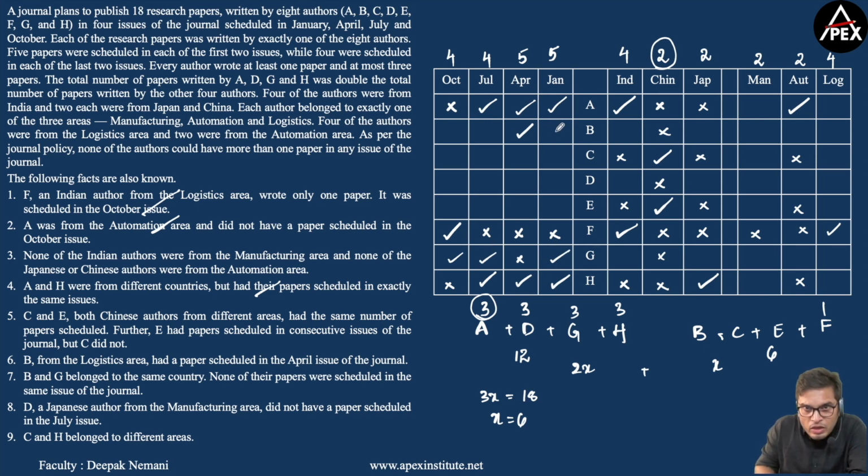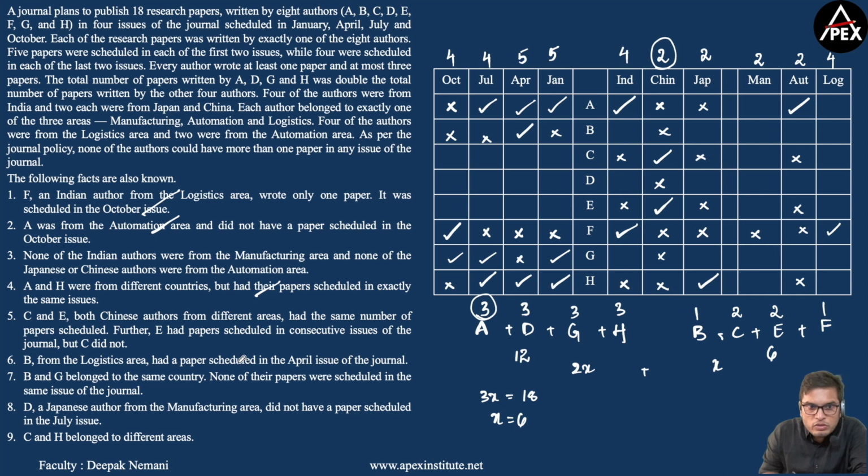So if that's the case, you cannot have B's paper scheduled in the month of Jan, nor July, nor October. So this tells me that B had written only 1 paper, right? So C and E had written 2 papers each. So if you had solved till here, you could have answered the first question, right?